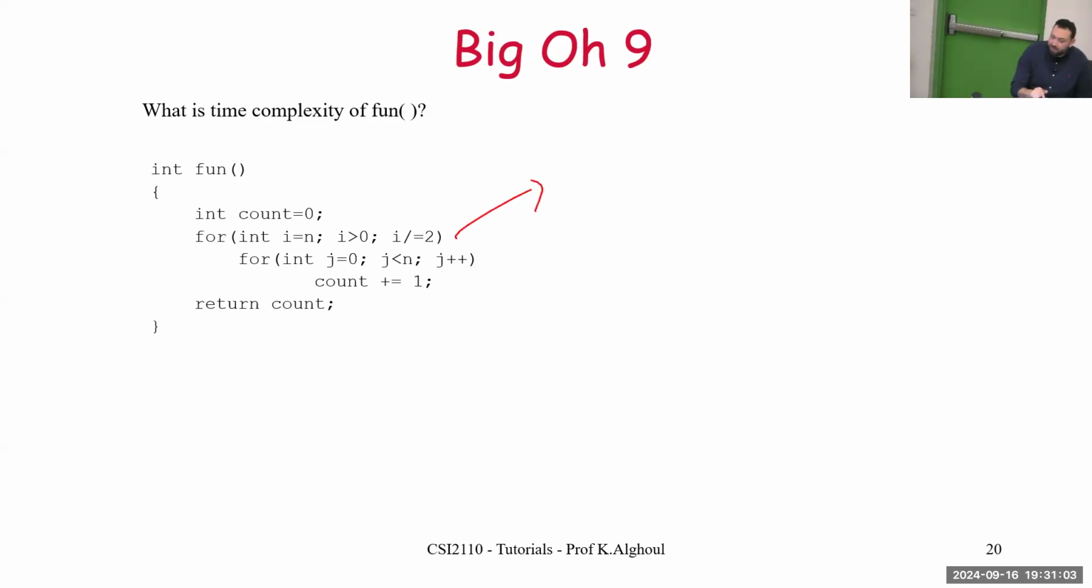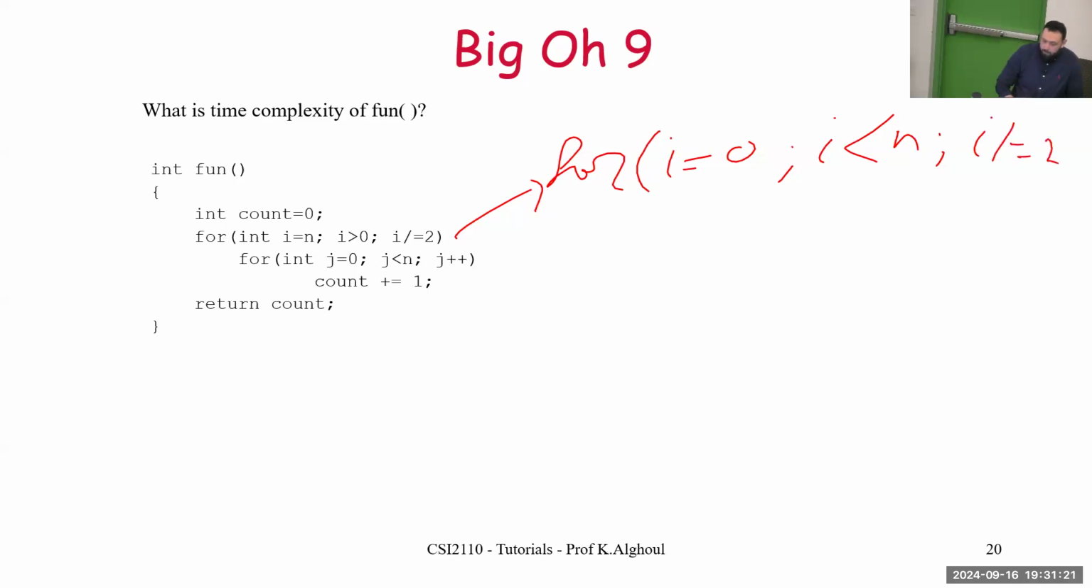So let's rewrite this in a different way, okay? I can write this for i equal to 0, i less than n, i divide equal to 2. It can be written like that, right? What would this be? It's starting from 0, right? It's going till where? Till n.